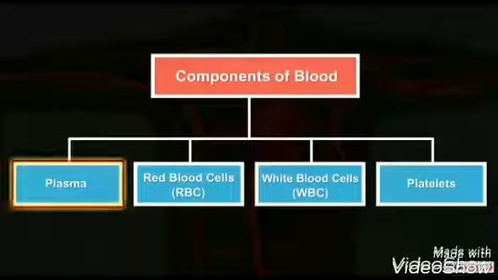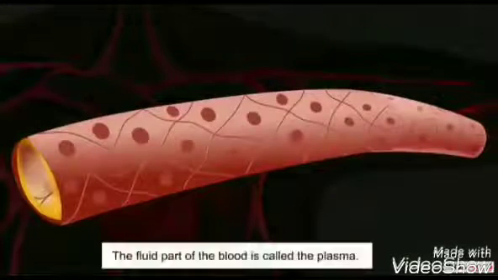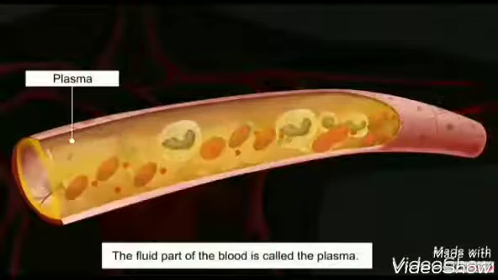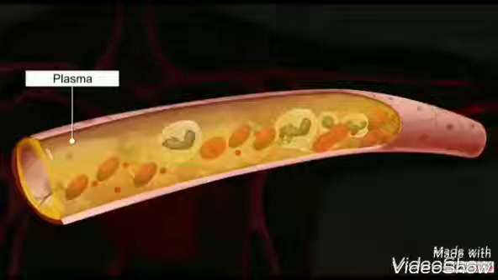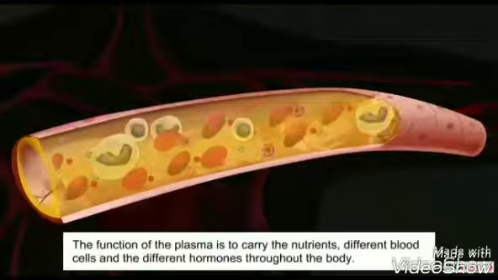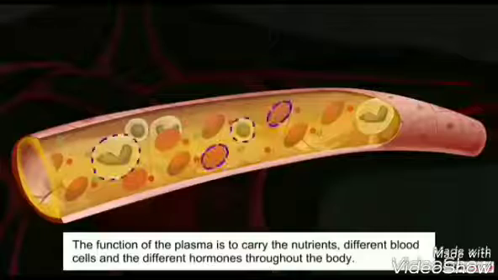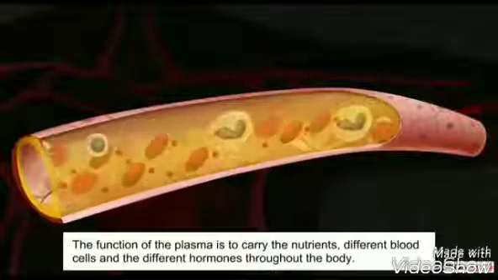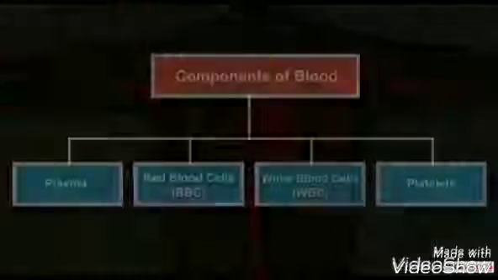Let us learn about the first component, that is the plasma. The fluid part of the blood is called the plasma. The plasma is pale yellow in appearance. The function of the plasma is to carry the nutrients, different body cells, and different hormones throughout the body.